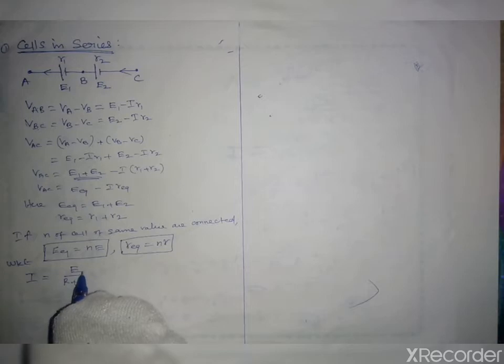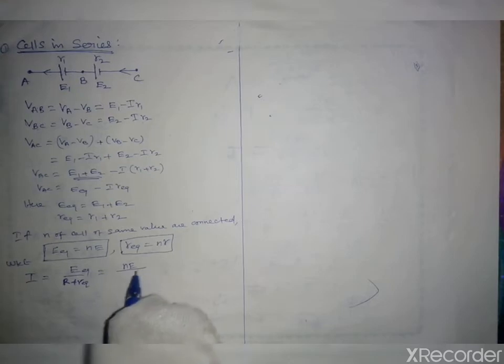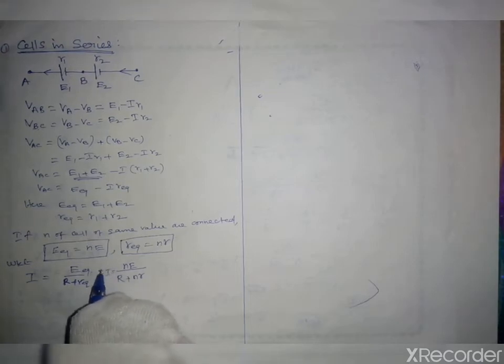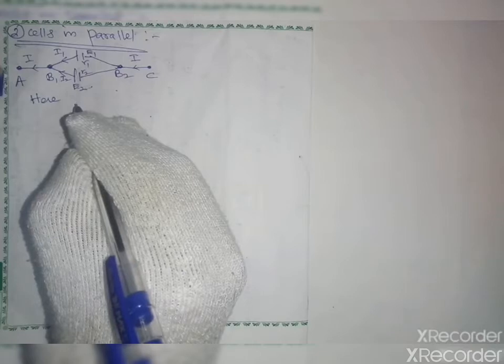E equivalent is the EMF of the entire circuit, and I is the current, which is the same throughout the circuit. R is the external resistance connected, and small r is the equivalent internal resistance of the circuit. So we can write E equivalent as nE divided by R plus r equivalent as nr. So this is the value for I, the current passing through the entire network. So we can obtain this finally.